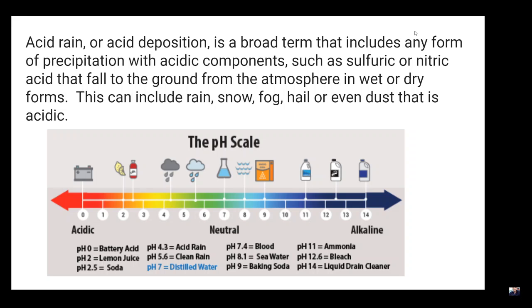And as you can see from this scale, we have acidic on the left to more alkaline on the right. Know that water usually fits somewhere around 7, or 6 is naturally occurring.